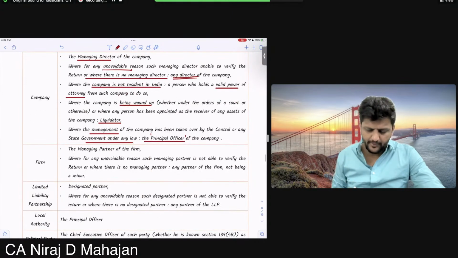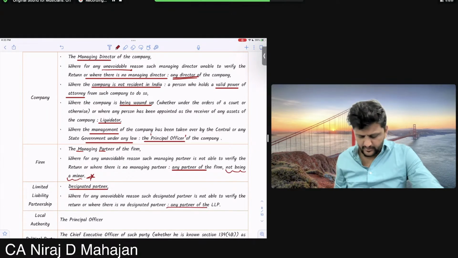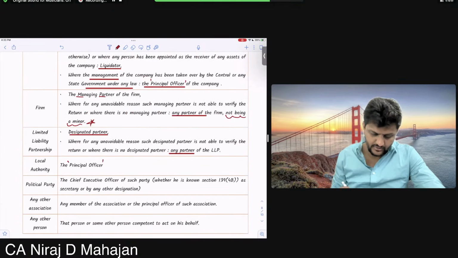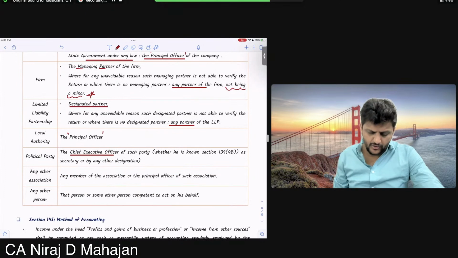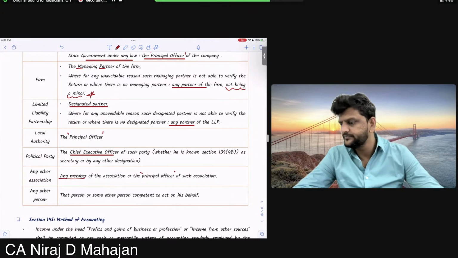Firm, managing partner. If he is unable to or there is no managing partner, any partner but not being a minor. Star mark this. LLP, same thing: first DP, designated partner, then if he is not there, any partner. Local authority, the principal officer. That is, like I told you, just a designation. Political party, CEO. Any association, any member of the association or principal officer, any other person, that is fine. That clear all of you?